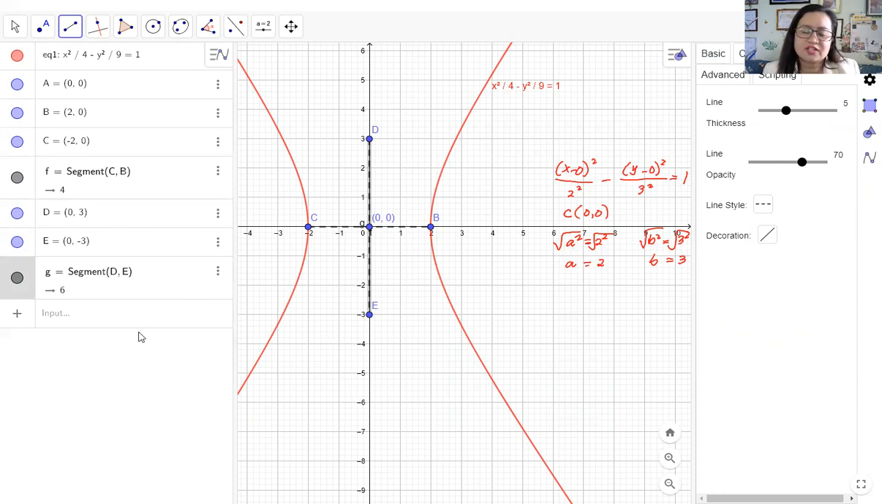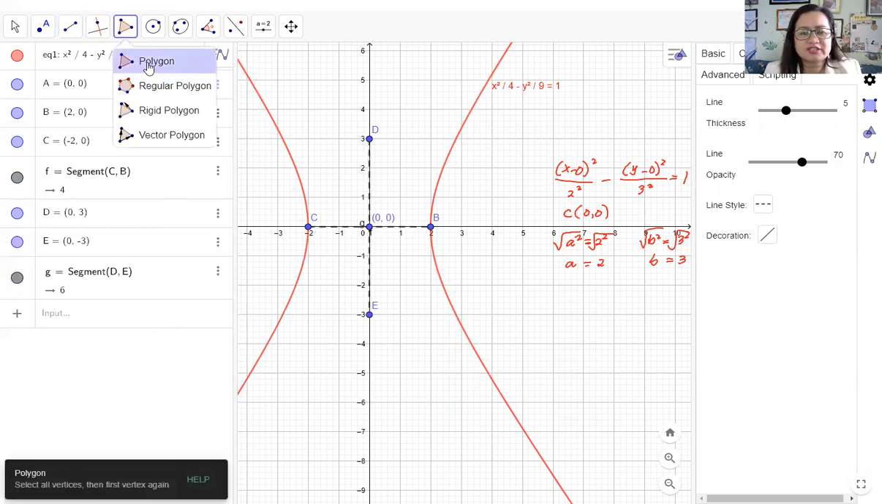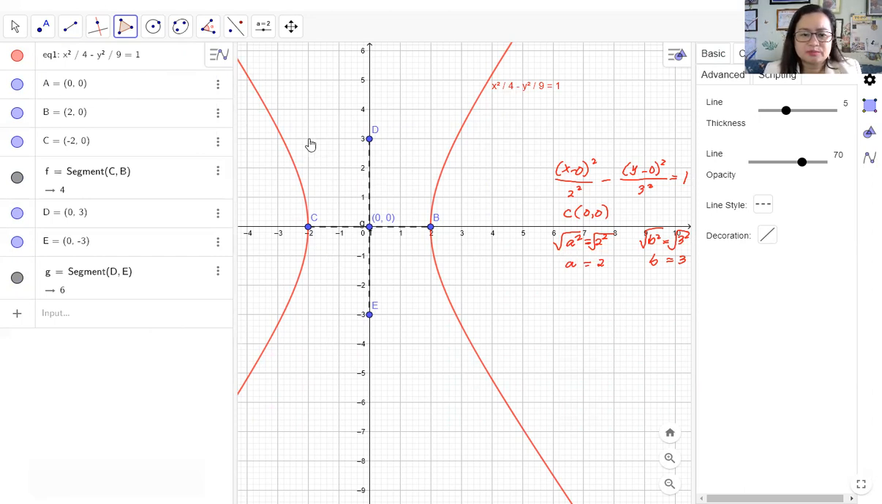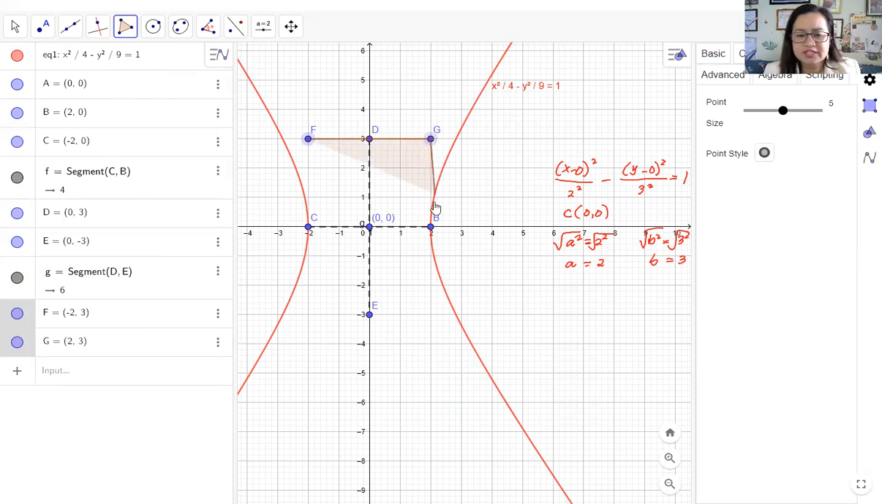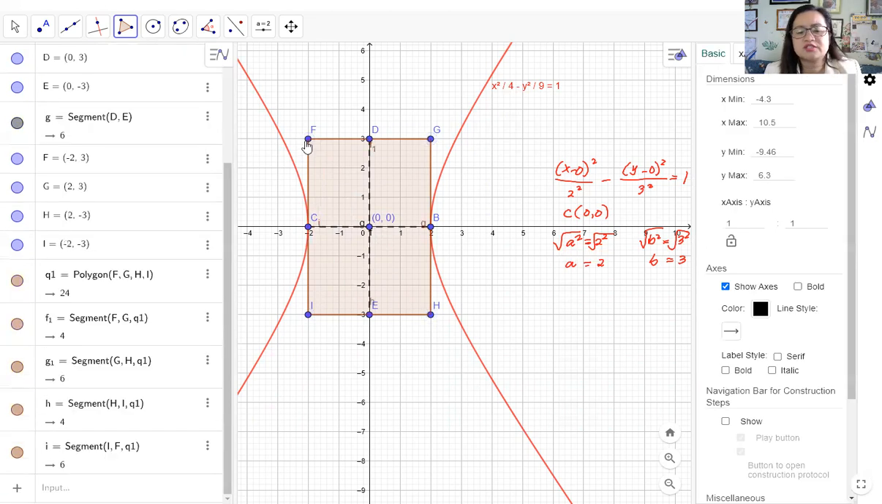Take note that the sides of the auxiliary rectangle are congruent to the transverse and conjugate axis respectively. So we make a polygon, a rectangle in particular, by putting the vertices of the polygon. We were able to make a rectangle having sides which are congruent to the transverse and conjugate axis. So this is now our auxiliary rectangle or the central angle.